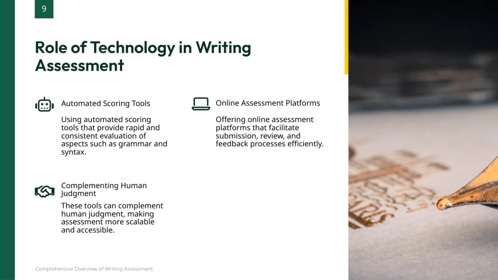Technology plays an increasingly important role in writing assessment. First, automated scoring tools allow us to quickly and consistently evaluate key elements like grammar and syntax. These tools help save time and reduce variability in scoring. Next, online assessment platforms streamline the entire process by making it easier for students to submit their work and for instructors to review and provide feedback efficiently. Finally, while these technologies are incredibly useful, they are designed to complement, not replace, human judgment. Together, they make writing assessment more scalable and accessible, enhancing the overall evaluation experience.